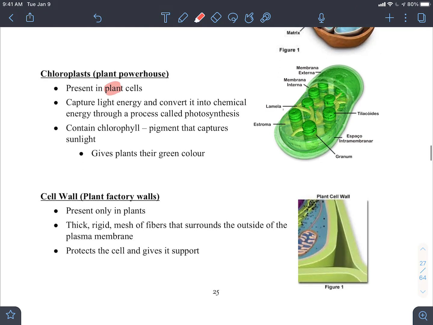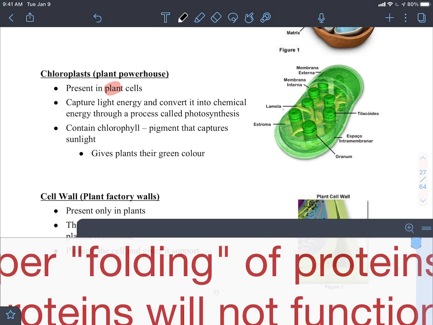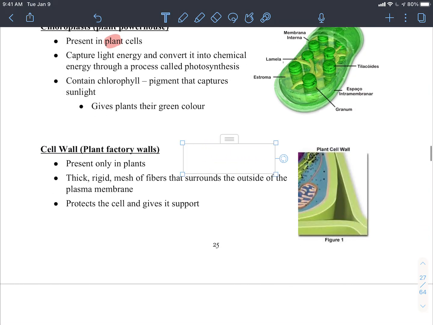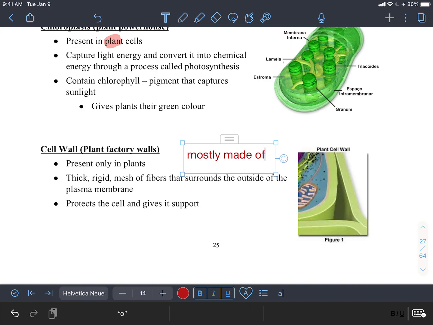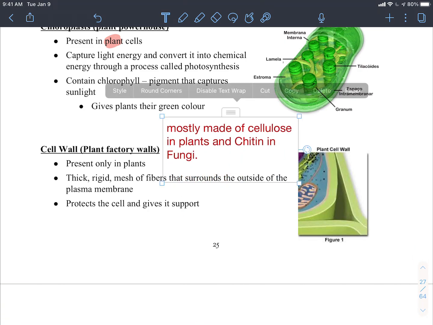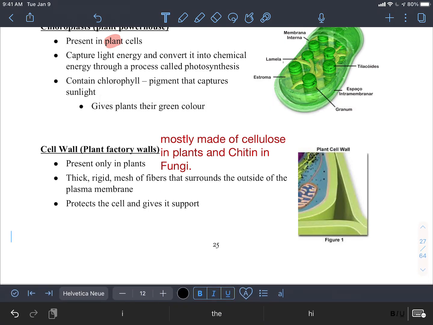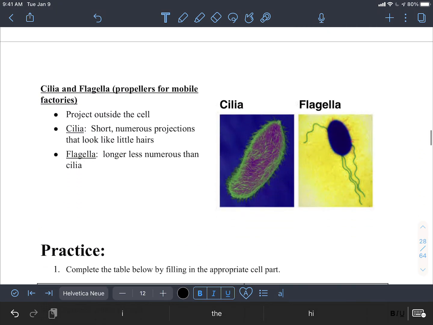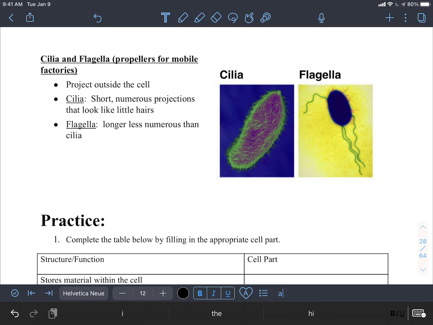Cell walls we find in plants. They are mostly made of cellulose in plants, and chitin in fungi. So fungi have a similar sort of cell wall. I believe the cell wall is different in structure and function a little bit, but it is similar enough that we can say that they are somewhat found in fungi as well. Maybe only in specialized cells of the fungi.